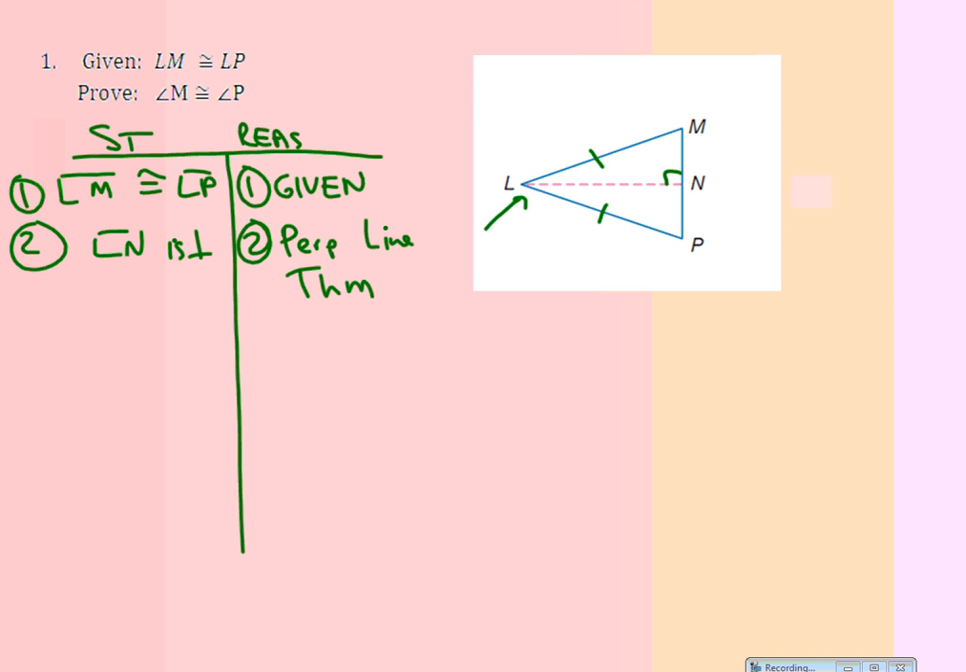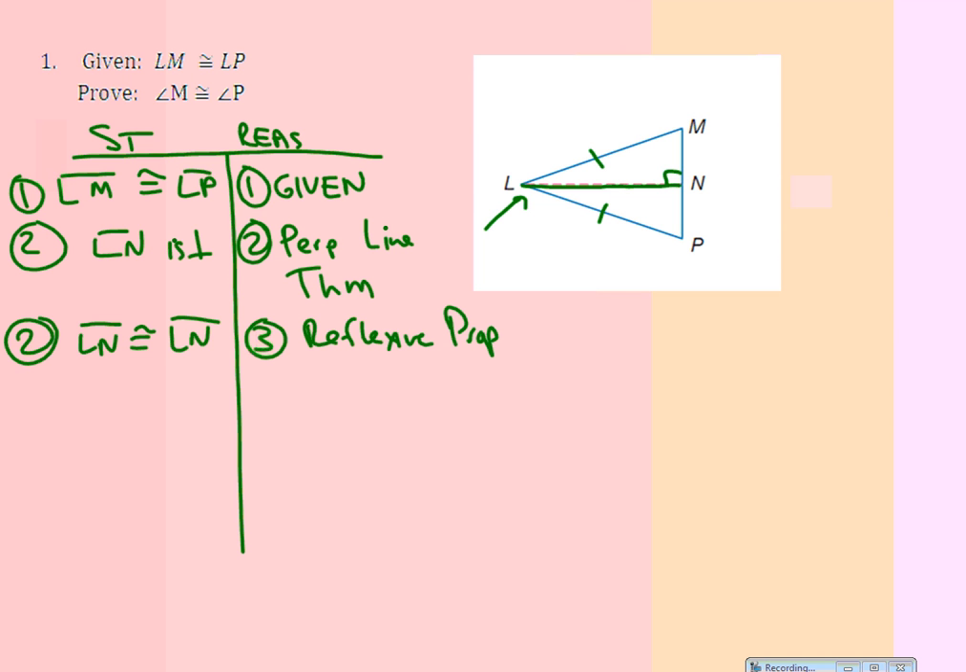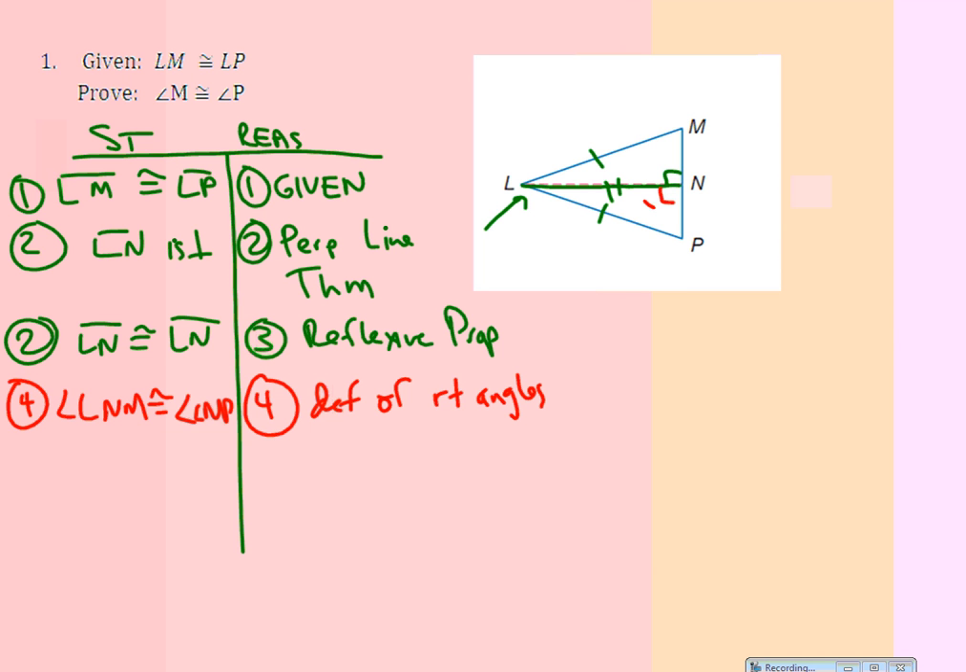So now I've said that this is perpendicular, but I've also drawn LN. So now I've created two triangles. So LN is going to be congruent to LN. Why are you congruent to yourself? The reflexive property, of course. So the reflexive property allows me to say LN is congruent to LN. Now, if LNM is perpendicular, that would mean LNP is also perpendicular. So I would say angle LNM is congruent to angle LNP by definition of right angles. They're both right angles.